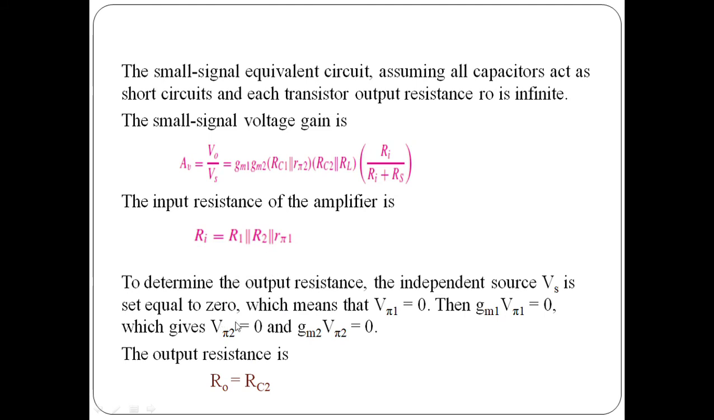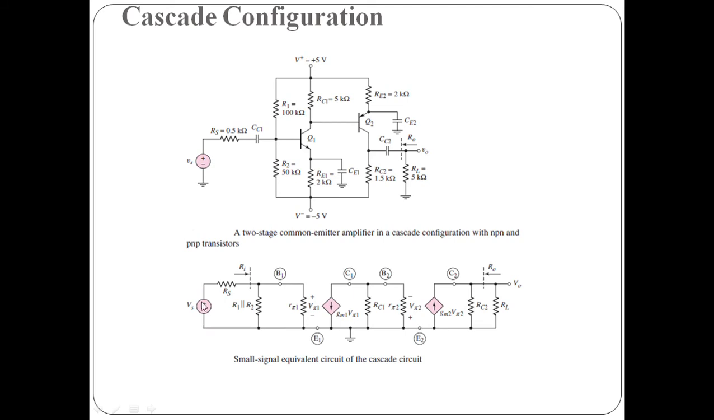Next, to determine the output resistance, we have to make the independent source Vs equal to 0. So if I make this Vs equal to 0 to find my output R naught, there is no excitation provided here. So this part will become 0. If this part becomes 0, then this part is also 0. So all this part will be removed from the circuit. So I can directly write R naught is equal to RC2.